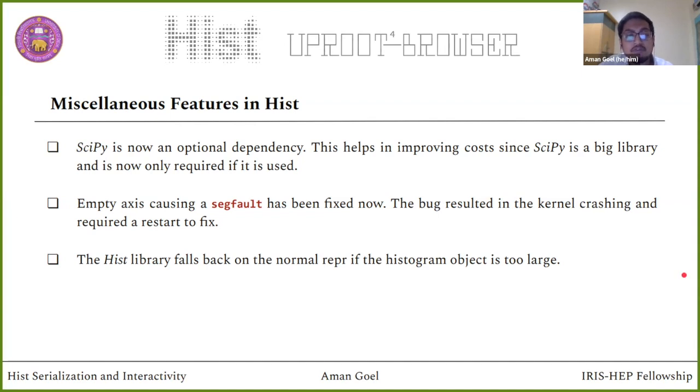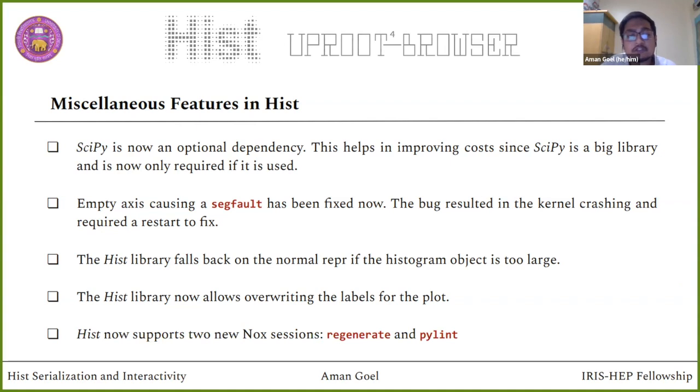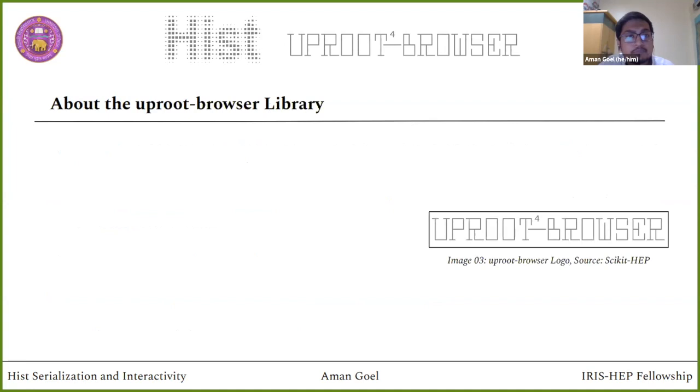The Hist library now falls back on the normal repr if the histogram object is too large. And the Hist library now allows overwriting the labels for the plot. And Hist also now supports two new Nox sessions, regenerate and pilot. And Nox is basically a task runner which helps us in quick development and in running tasks and tests quickly.